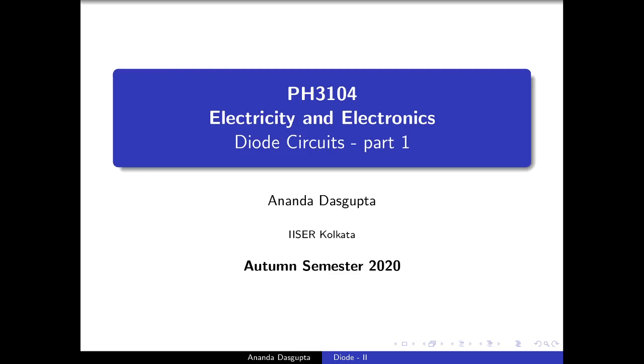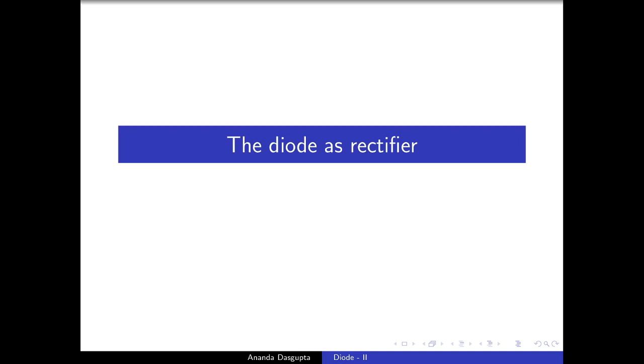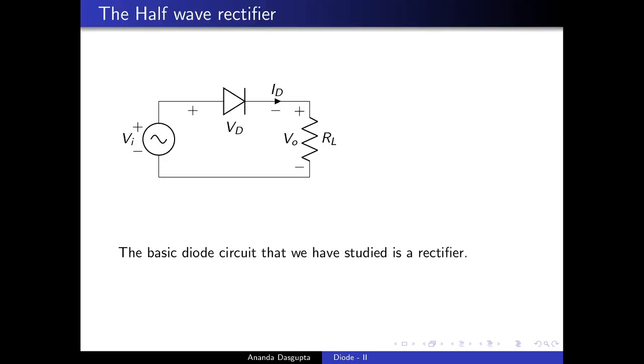But more importantly, this is to be taken as groundwork for the more complicated circuits that are going to come in future lectures. So the very first circuit that we are going to talk about is essentially the same one that we talked about in the last lecture. This is using the diode as a rectifier, in particular, the half-wave rectifier. The circuit should be a very familiar one. This was the circuit that we used in our last lecture.